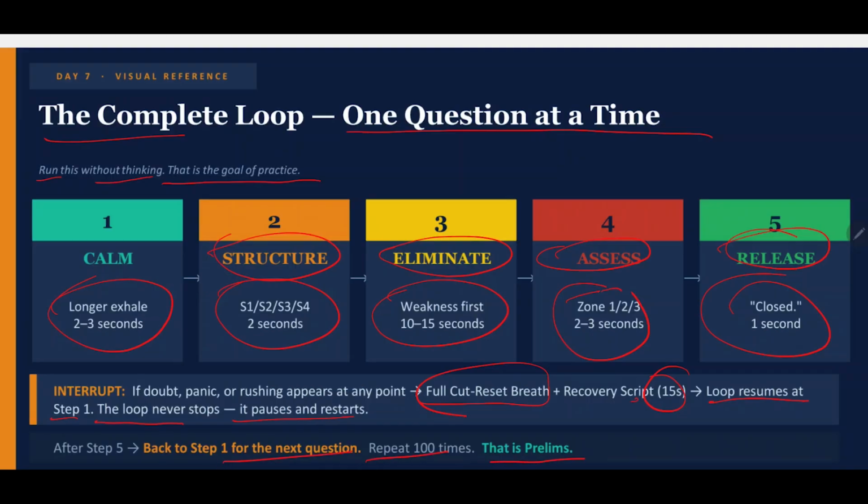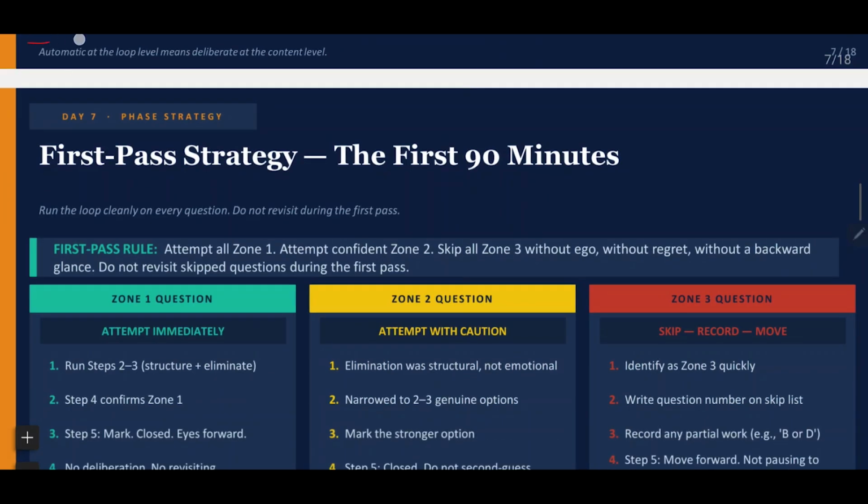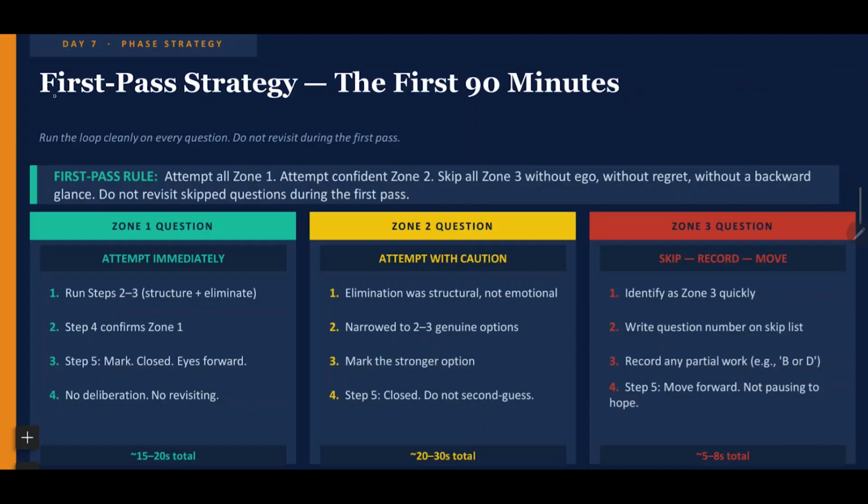I hope you are getting my point. Right? Automatic at loop level means deliberate at content level. Clear? So, first pass strategy. The first 90 minutes: run the loop cleanly on every question. Don't revisit during the first pass.